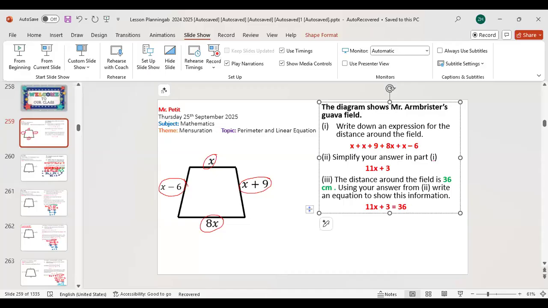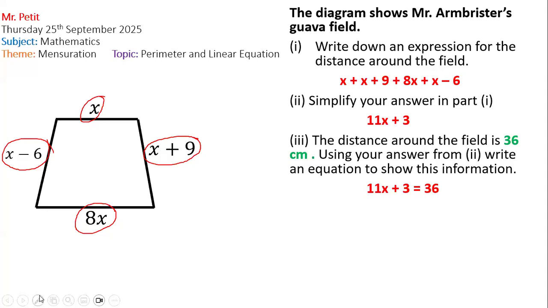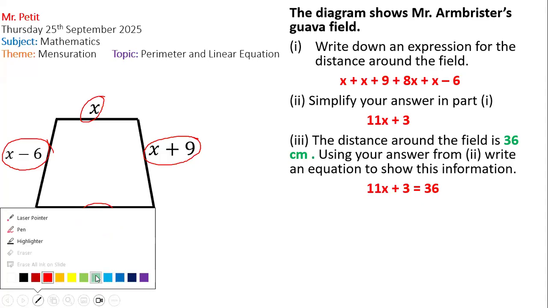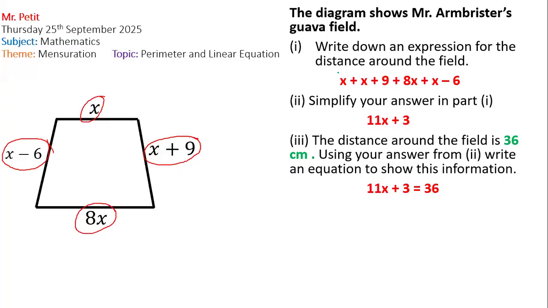How did you get 11x plus 3? How did I get 11x plus 3? So what I did was, this is 1x, right? 1x plus 1x is what? 2x. Very good. And 2x plus 8x is what? 2x plus 8x, 10. Very good.